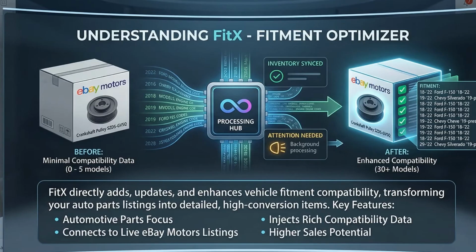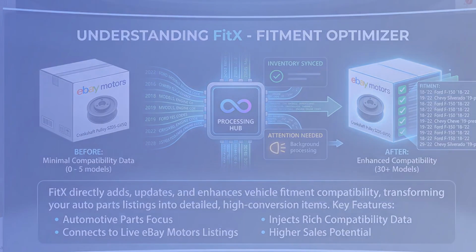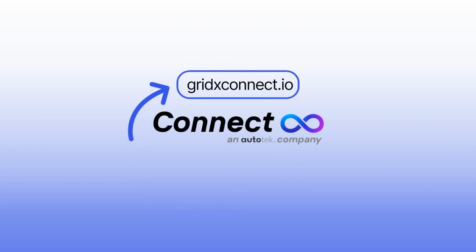Keep an eye on the Issues tab and resync regularly to stay on top of new inventory. That's how you use FitX in GridX Connect, from scanning your inventory to pushing accurate vehicle compatibility data to eBay in just a few clicks. Better fitments mean better visibility, more buyer confidence, and more sales. Happy listing!